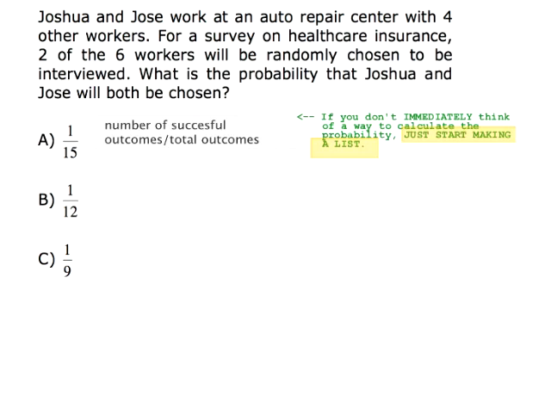Let's say that our 6 workers are just called 1, 2, 3, 4, 5, and 6. And then we have these 2, Joshua and Jose. So number 1 can be Joshua and number 2 can be Jose. Let's just start listing stuff. Different ways to pick 2 people. You have 1 and 2. What do you want to list after that?